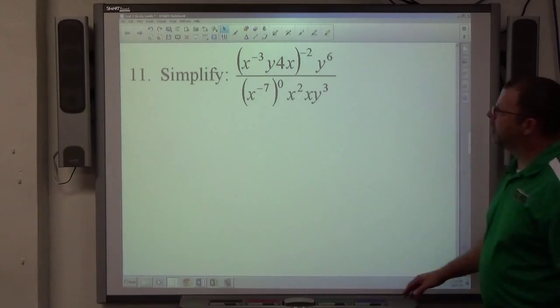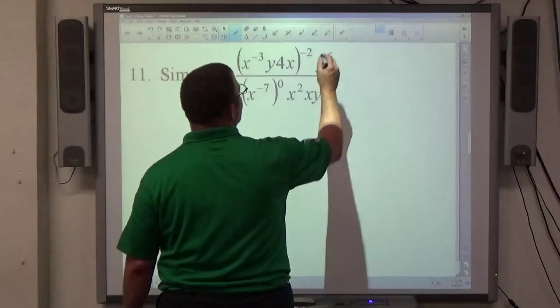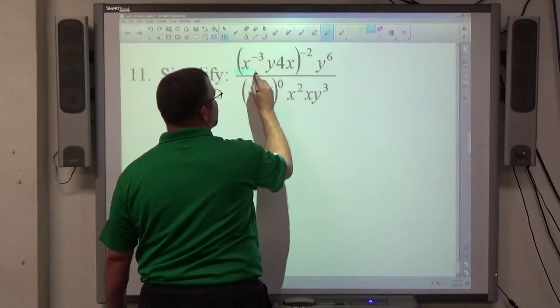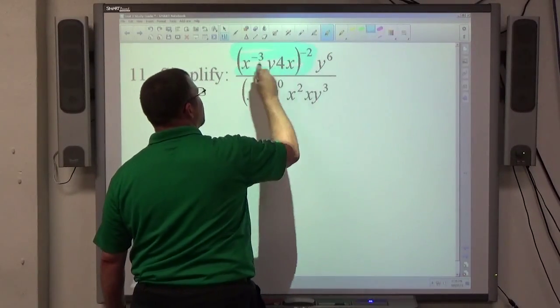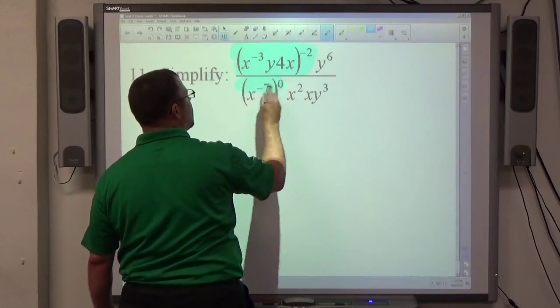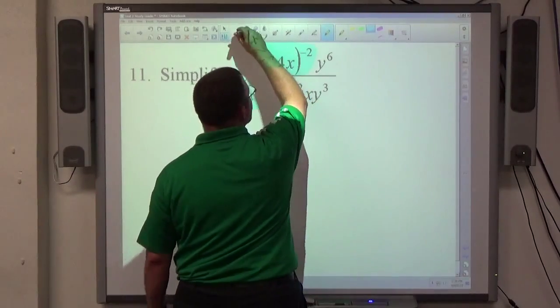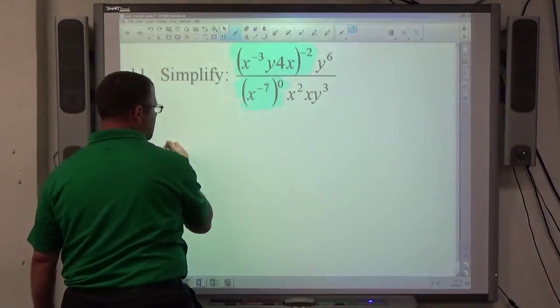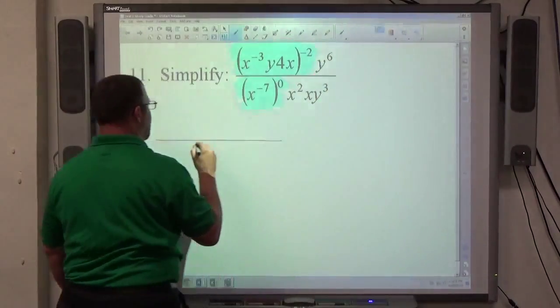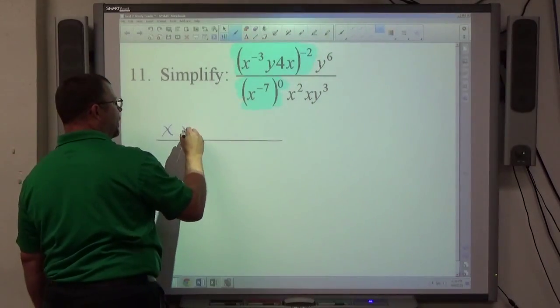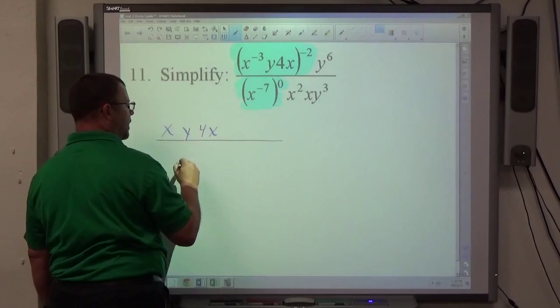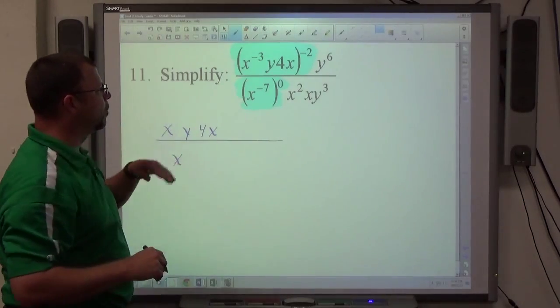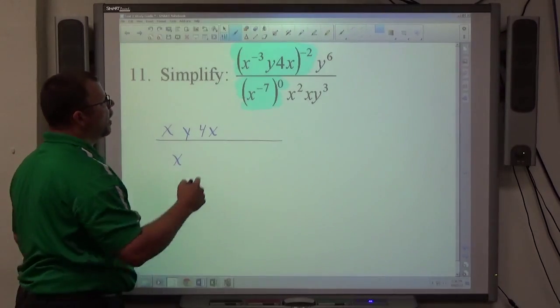Number 11, same idea, same issues going on. So I'm going to do this a little bit more quickly. Once again, I'm going to deal with those guys first. If I do that, I've got my fraction bar. I've got x and y and 4 and x and x. Those are the bases out of both of those parentheses issues.